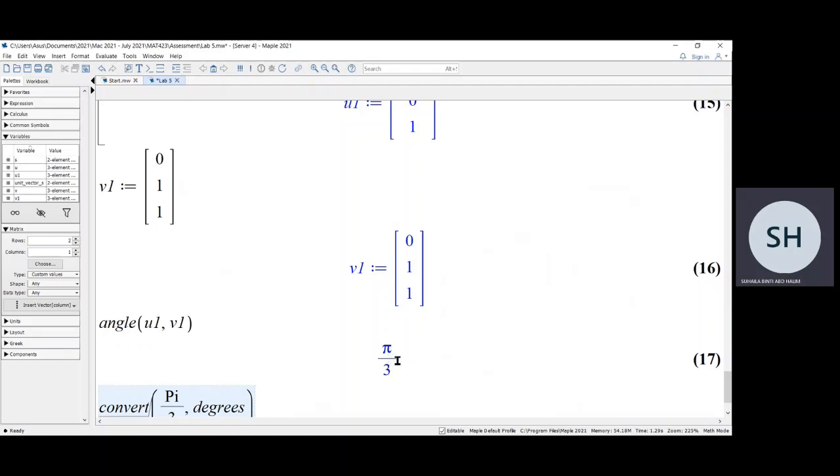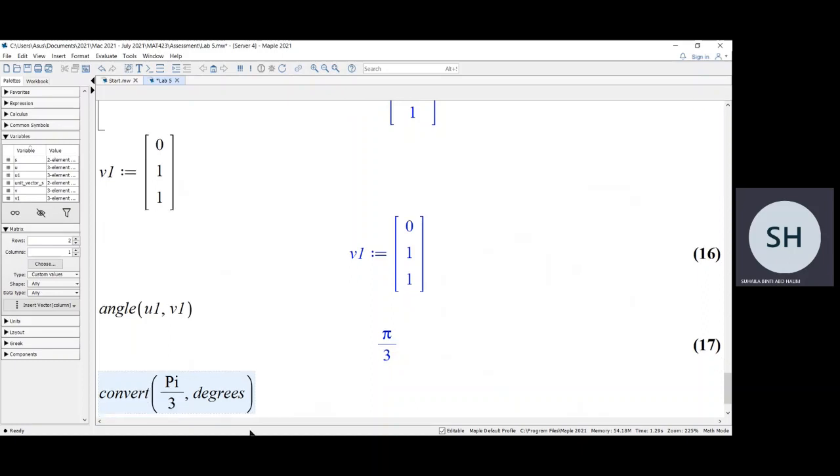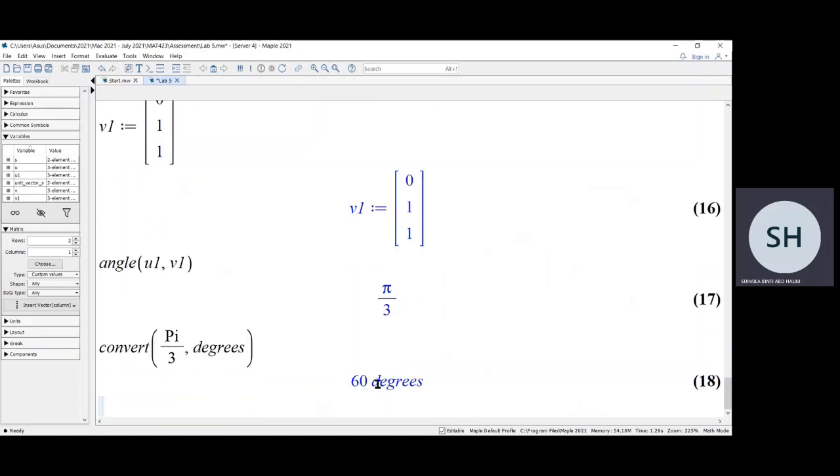This result will be in radians. If you want to convert this answer to the form of degrees, we use the syntax of convert. Make sure that the P in Pi must be a capital letter in order for you to call the symbol of pi. Then pi/3, which is the result of equation 17, and then comma with degrees. This is the syntax of it. When we evaluate it, we get the answer to be 60 degrees.